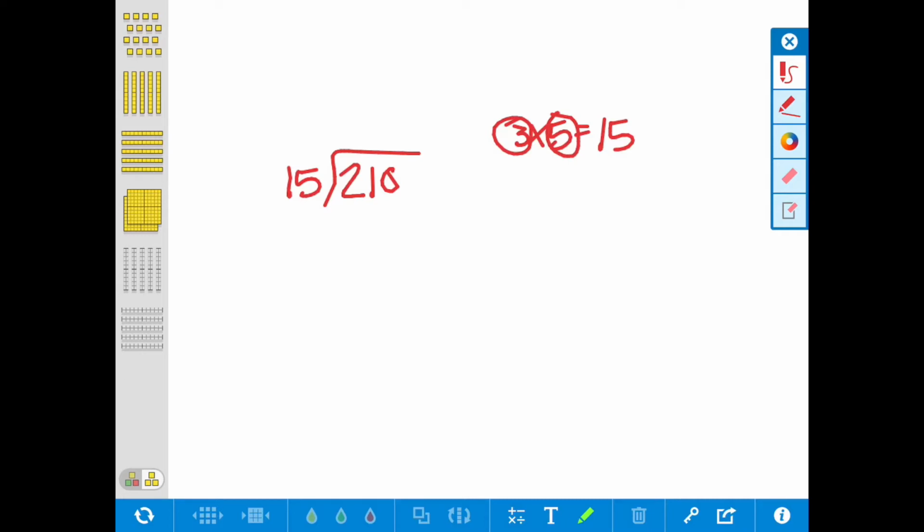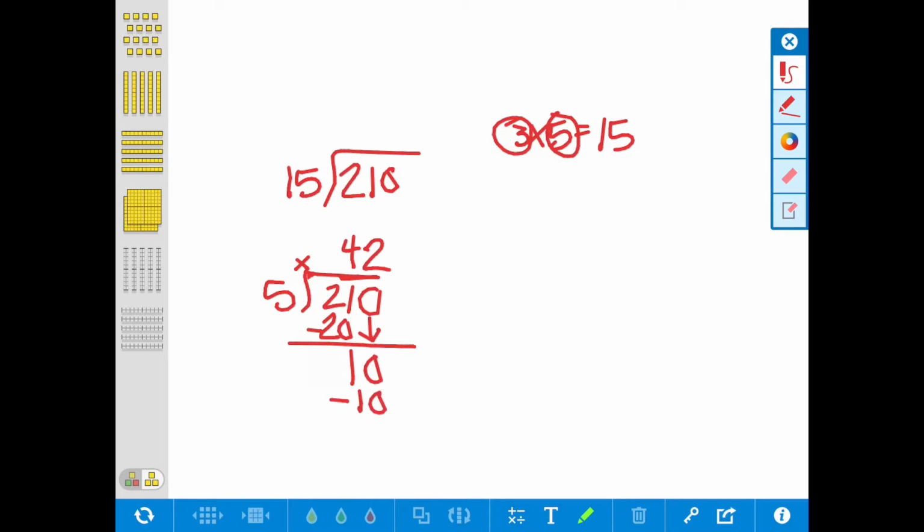Let's start with, it doesn't matter which one you start with. I'm going to start with the 5, and I'm going to say 5 divided into 210. Okay, so 5 goes into 21 4 times. 4 times 5 is 20. 21 minus 20 is 1. Bring down our 0. 5 goes into 10 2 times. 2 times 5 is 10. We're left with no remainder.